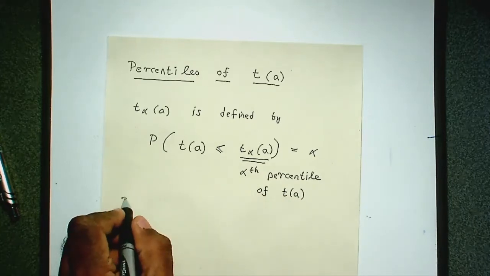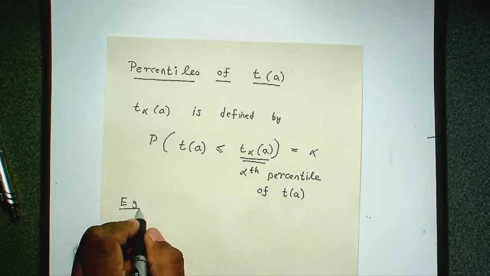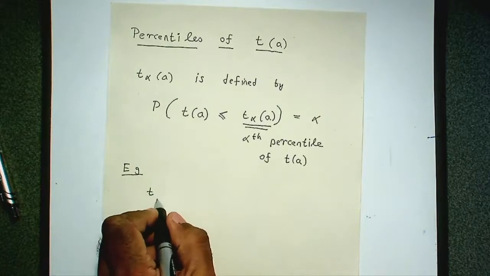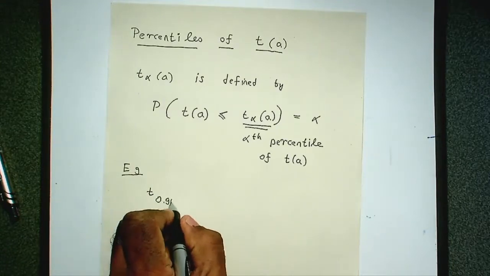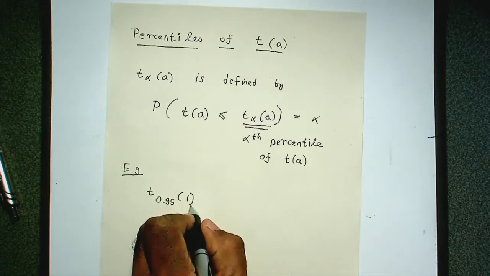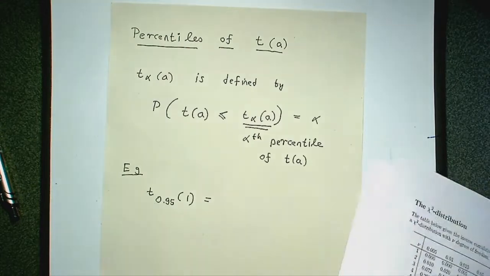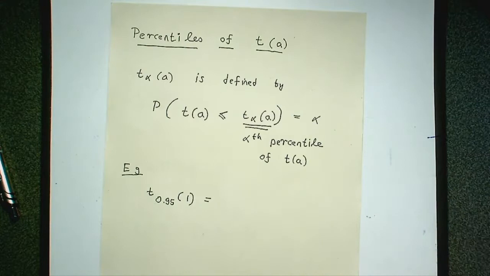So for example, let's take an example. Suppose you want to read t at 0.95 with a equal to 1, right? And there is a table. You should look in the handout I gave you at the beginning. There's a table for reading this. Hopefully it is here. Oh, here it is. Let me put this over here to see it better.